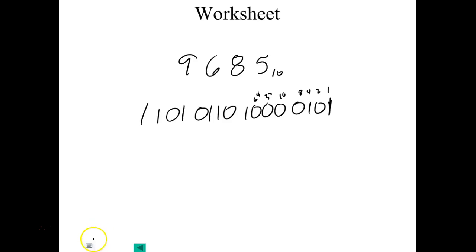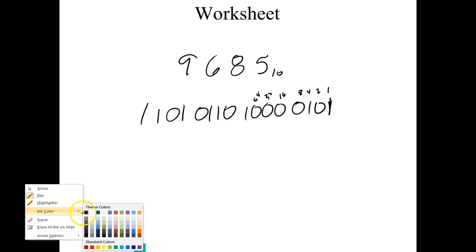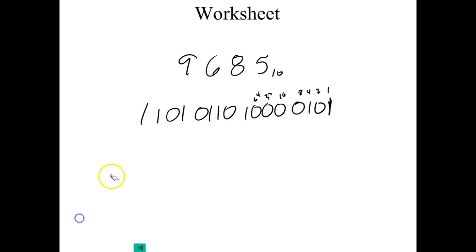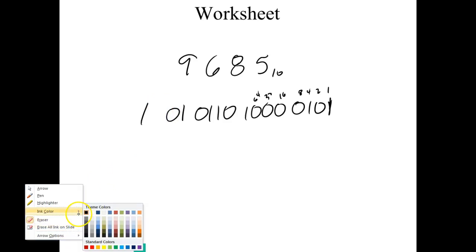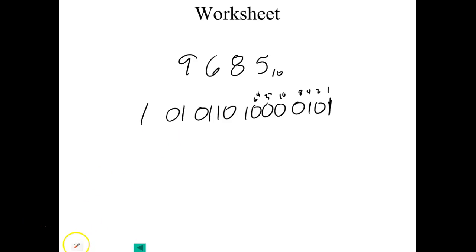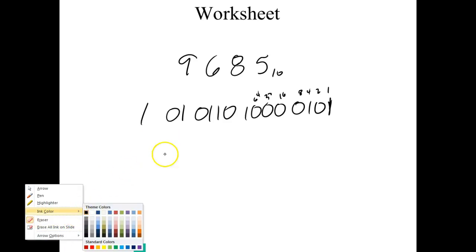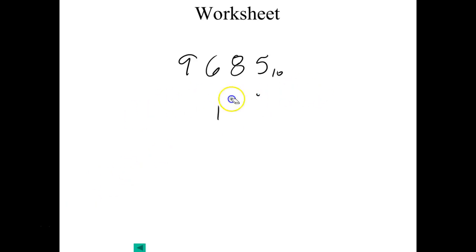We see a number like 9685, with base 10 at the bottom, we already know that. You should know the BCD pattern. But the base 10 lets you know that's decimal. With base 10, I can say, okay, let's convert that to binary, or let's convert that to hexadecimal.